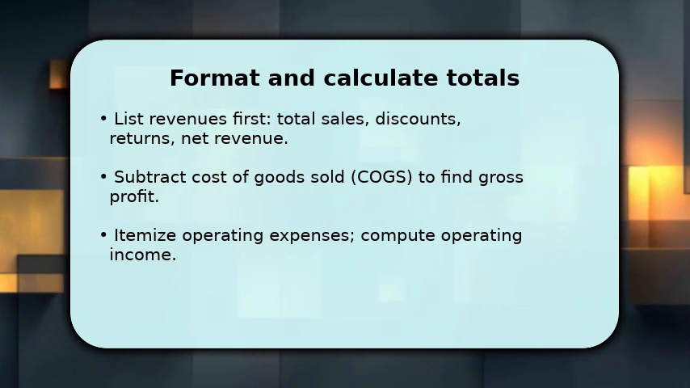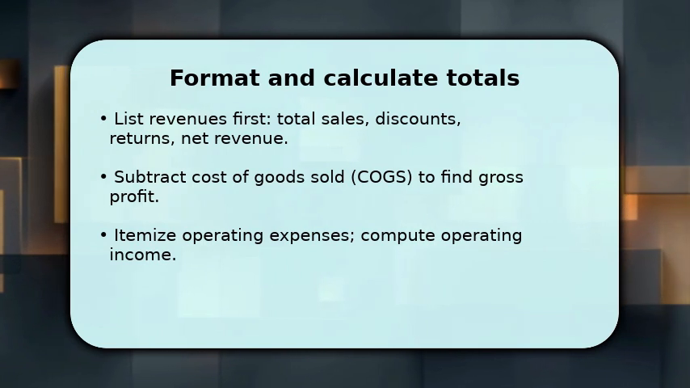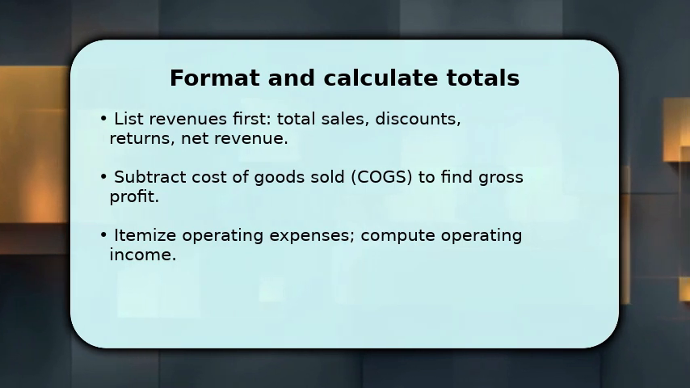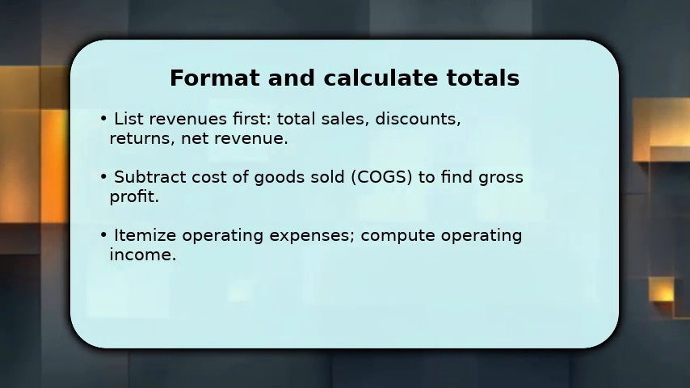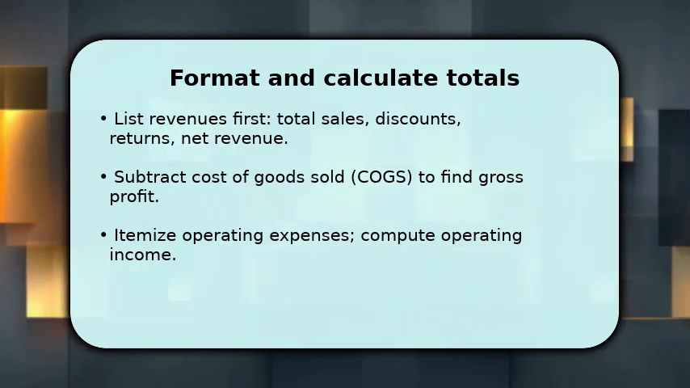Calculate operating income by subtracting total operating expenses from gross profit. This shows core business performance. Next, include non-operating items like interest and taxes to reach net income. Make sure to show subtotals and use consistent periods so comparisons are meaningful.